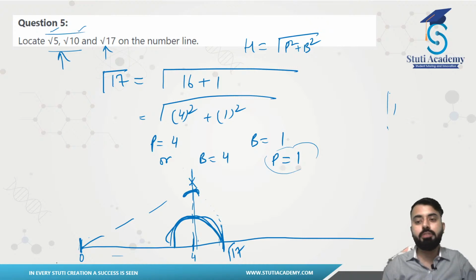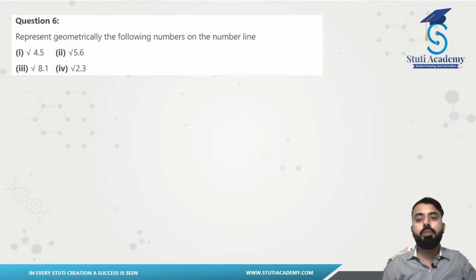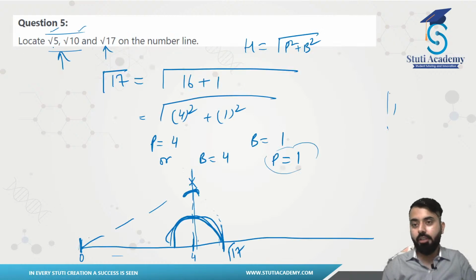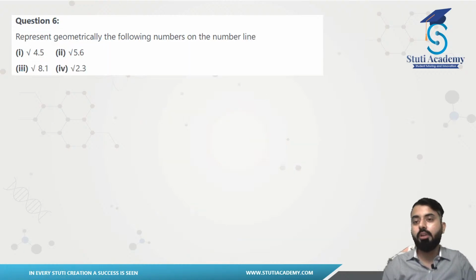Now I have one more question for you guys, which is this one. We have to represent now these values, these irrational numbers. Now if you compare these two, you guys see you had natural numbers in square roots, right? But here you have what? You have decimals, so you can say rationals in square root. So how are you going to represent this one? So for this, listen carefully, watch carefully.